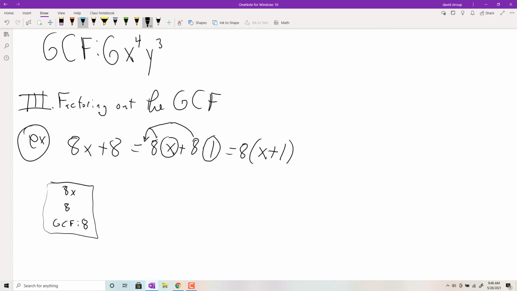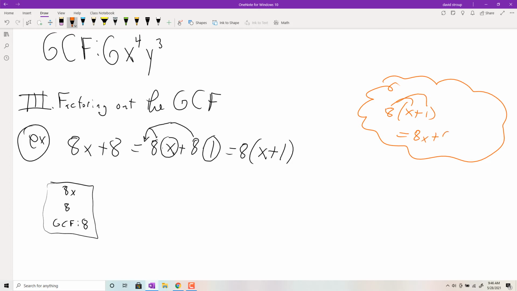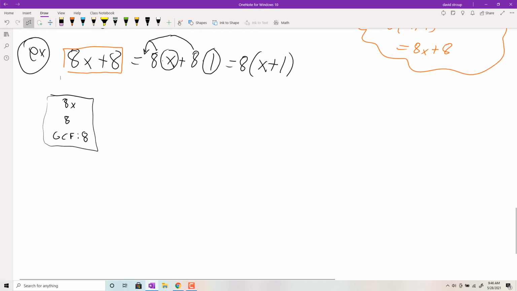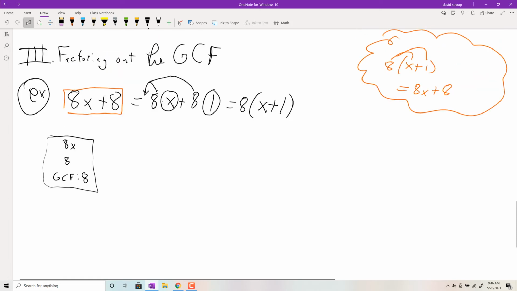So you could say to yourself, 8 times x plus 1. Is this going to be the correct factorization? Well, 8 times x is 8x. 8 times 1 is 8. And is that what we started with? And if you look over here to the left, yeah, that's what we started with, so it should be correct. Unless you factored out something that wasn't the greatest. You could factor out just 2, and it'd still be technically right, but we need the GCF.